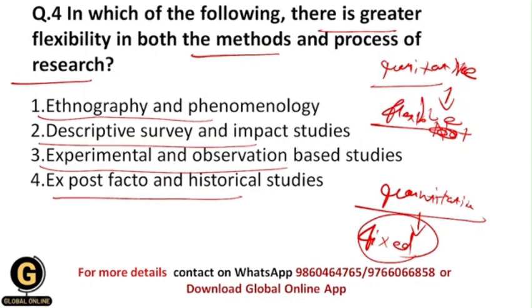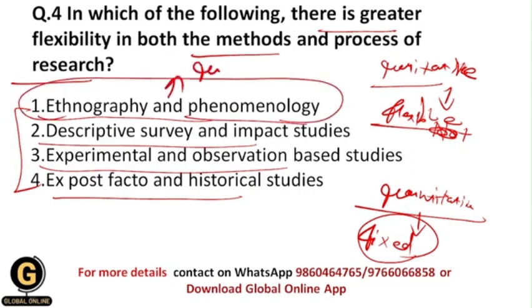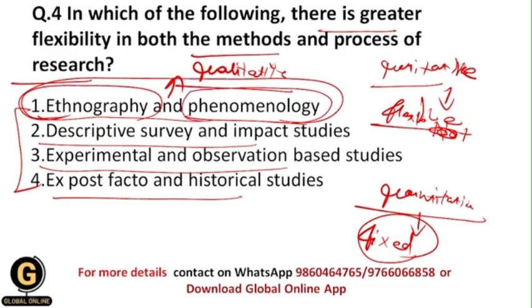Among these research options, only ethnography and phenomenology are qualitative research methods, because within ethnography we study the culture, and within phenomenology we study the behavior of a person in different environments, whatever environment they experience. Both of these are qualitative research methods, and that's why they have more flexibility in terms of both the methods and process of research. So the correct answer here is 1.